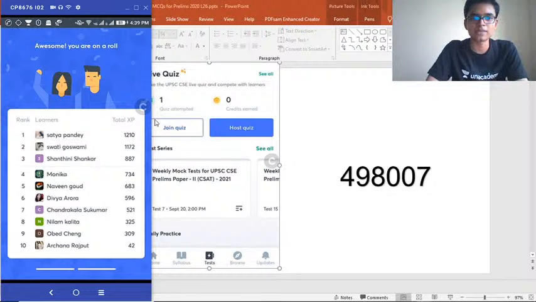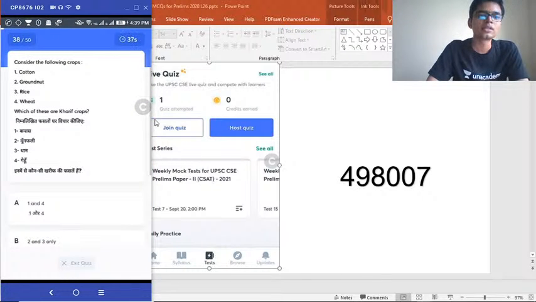Yeah, time is up. Satya at the top still. 38. Consider the following crops: cotton, groundnut, rice, wheat. Which of these are kharif crops? Okay, cotton, groundnut, rice, wheat. So kharif crops.